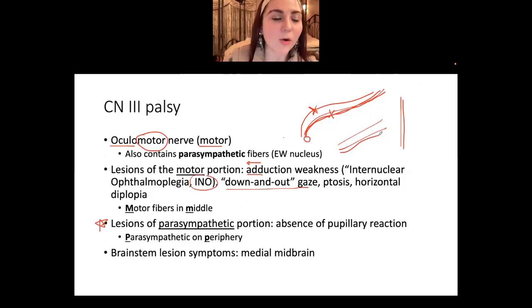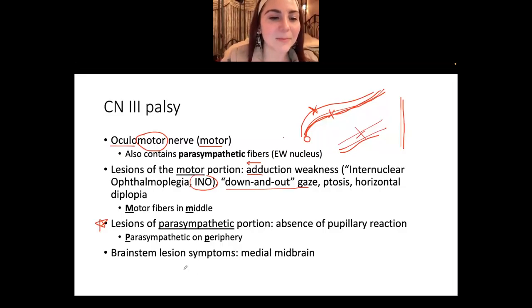If you lesion only the parasympathetic portion, which again usually does not happen, usually it just happens along with lesioning this big motor portion, you're gonna have absence of parasympathetic functions with the eye. So for example, absence of pupillary reaction. Again, I think you get mydriasis. It could be miosis. One gets bigger, one gets smaller. Whatever the parasympathetic normally does, you lose it, and now the other thing is gonna happen.